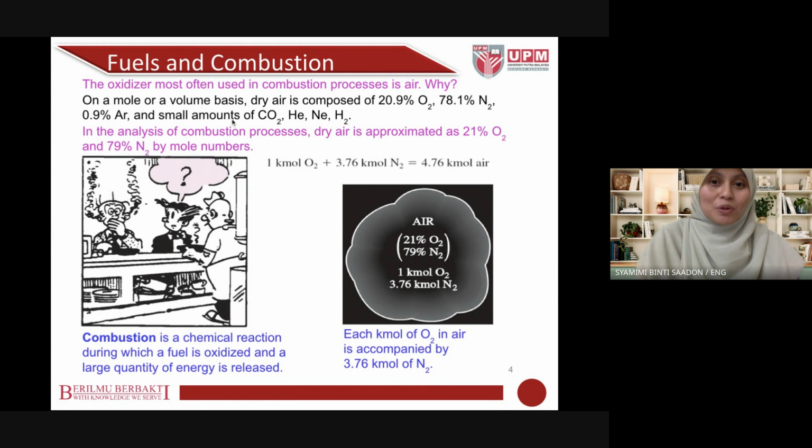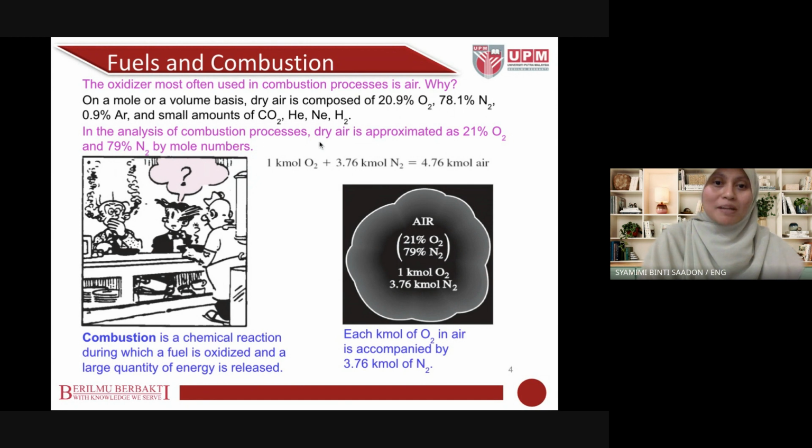In terms of mole or volume basis percentage, normally dry air is composed of around 20% oxygen, 78% nitrogen, 0.9% argon. Ar is argon, you can Google the chemical compound. There are also small amounts of carbon dioxide, helium, neon, and so on. All the other chemical compounds are in small amounts, so the main portion is oxygen and nitrogen.